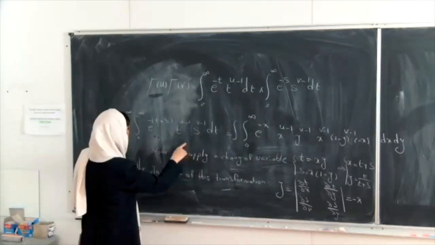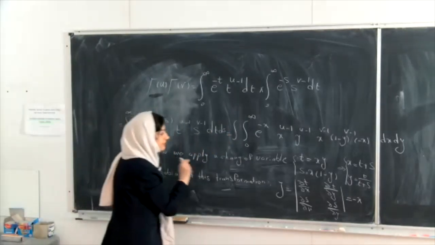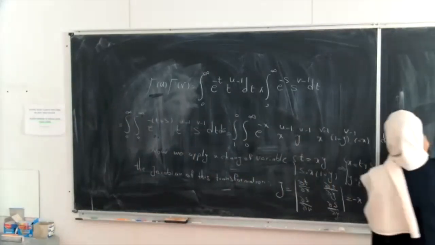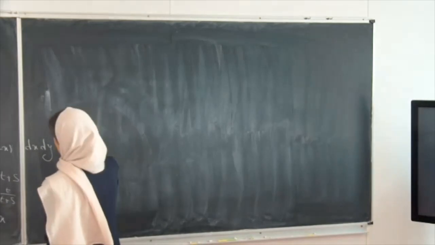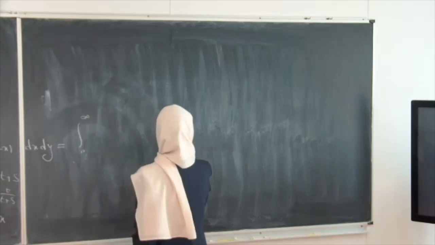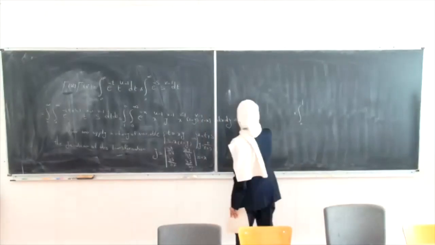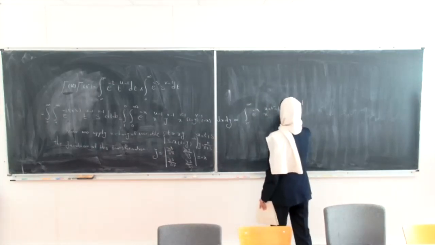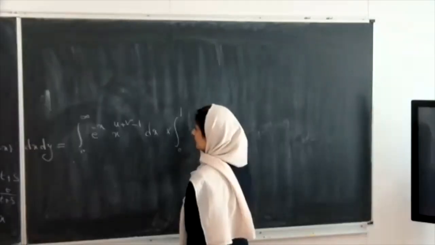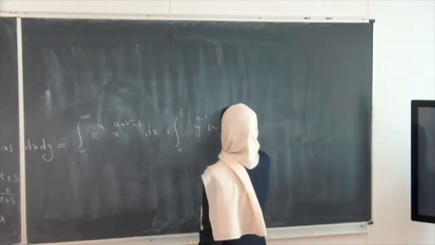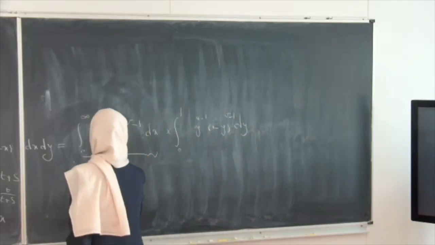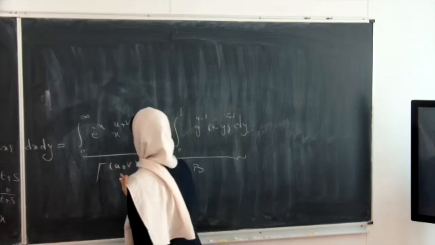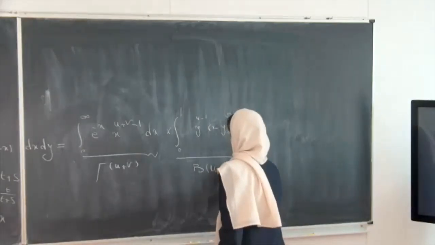And when s goes from 0 to infinity, y goes from 1 to 0. So we can write the integral for x, dx, and for y we have dy. From the definition, we know that it is gamma of u plus v, and we know that the other one is the beta function, beta of u and v.